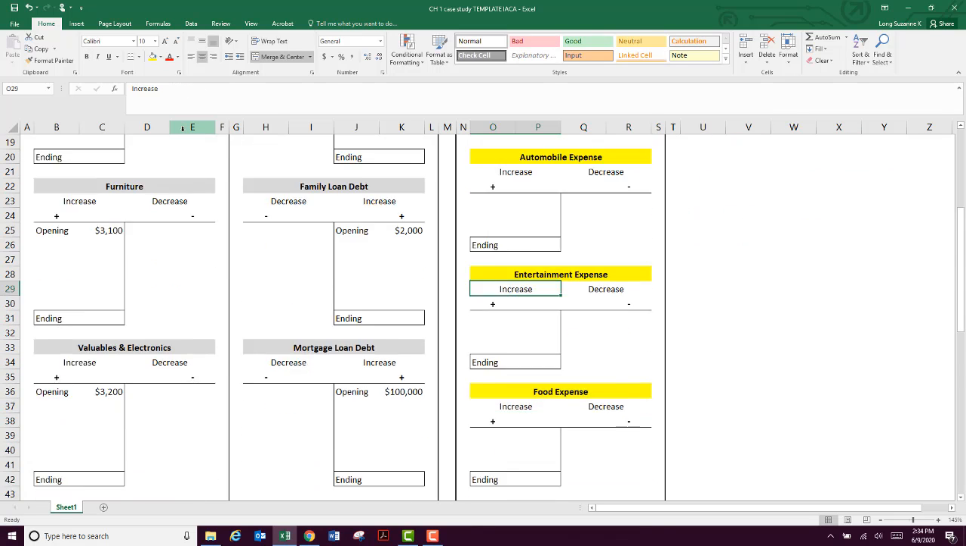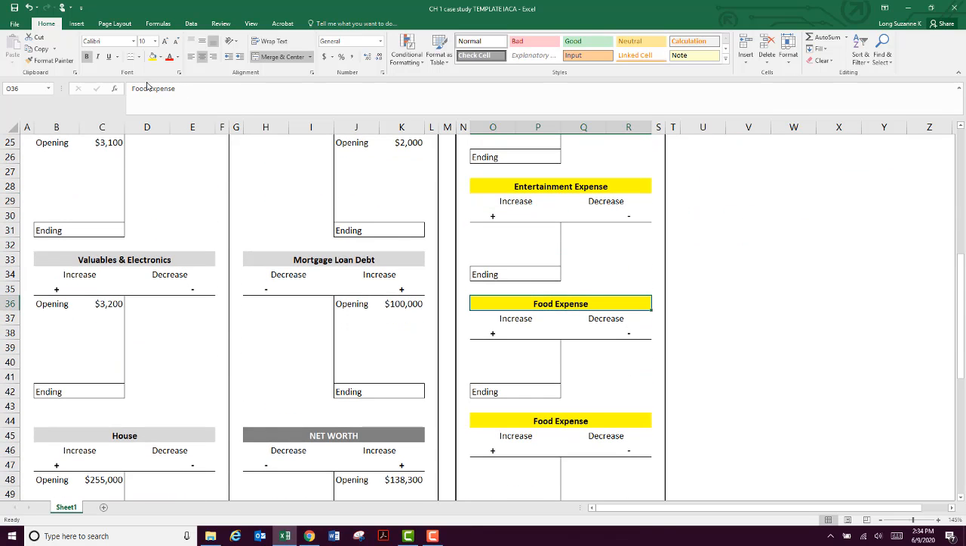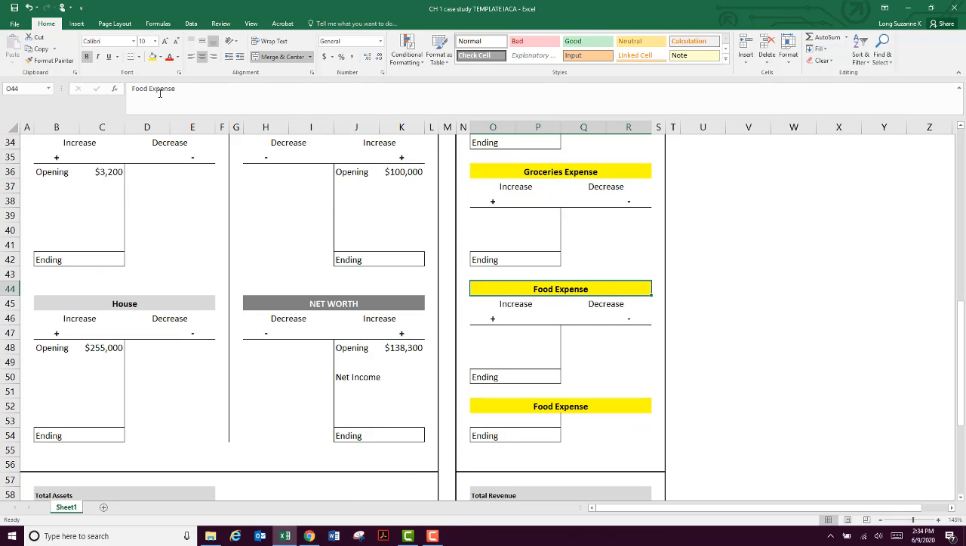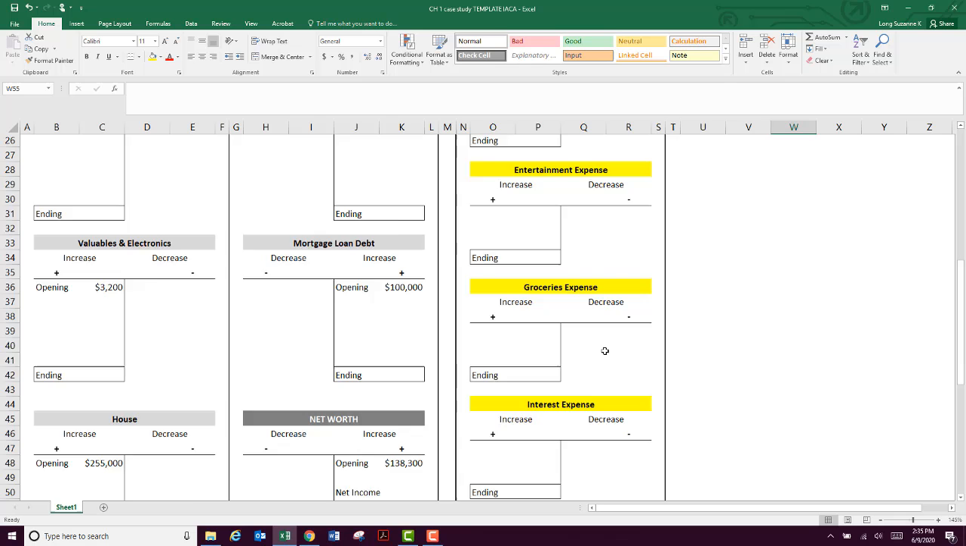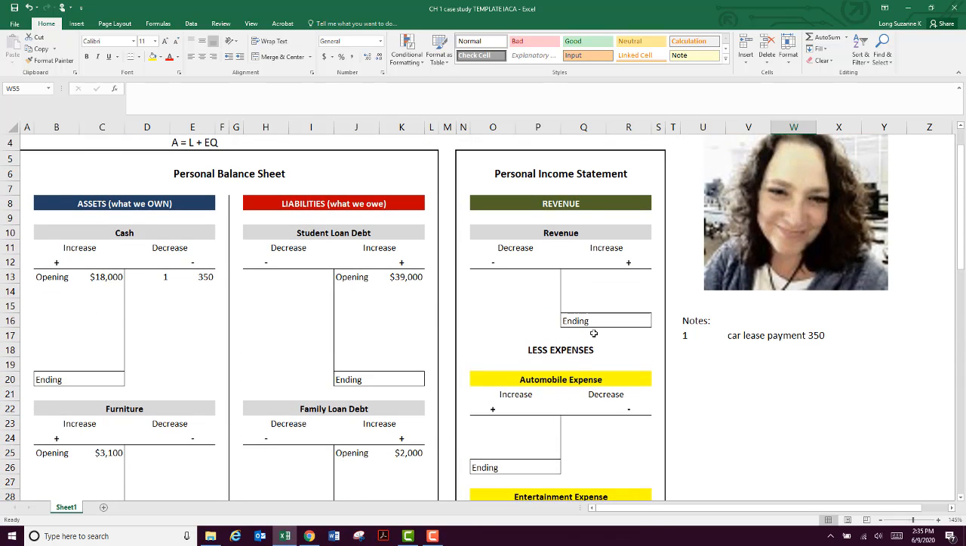Entertainment. Next one is groceries. Food would be fine, honestly, but I am going to change it to groceries so it matches this problem. And then we got interest. And all along I want you thinking, okay, which one of these do we want for number 1 for that car lease payment? And travel's the last one. So I got travel expense, interest, groceries, entertainment, automobile. We need one of those yellow guys, one of those expense accounts for car lease payment.